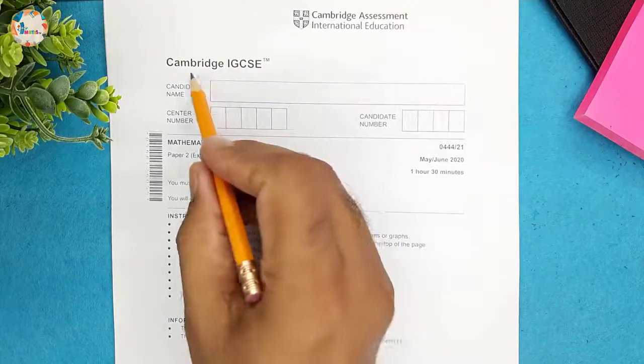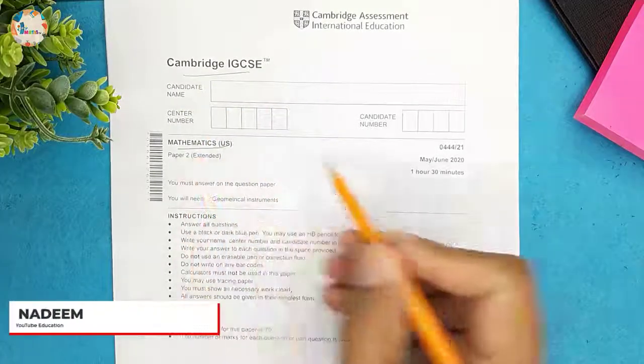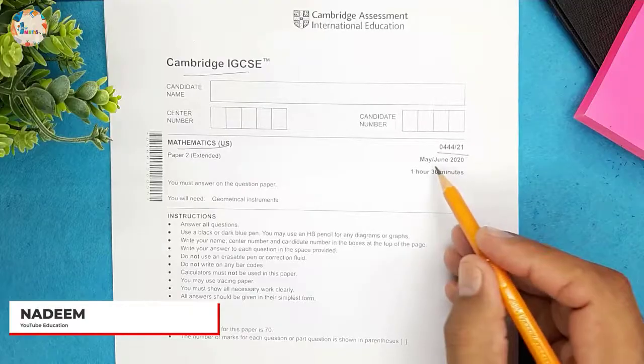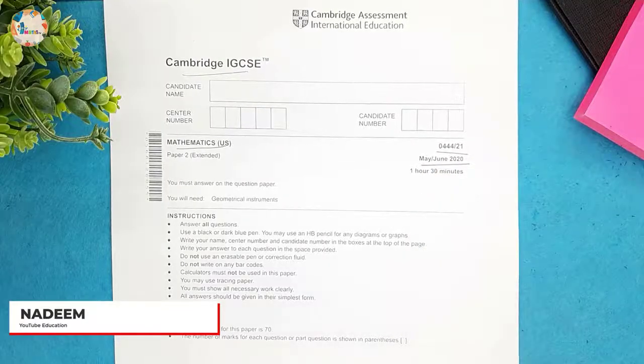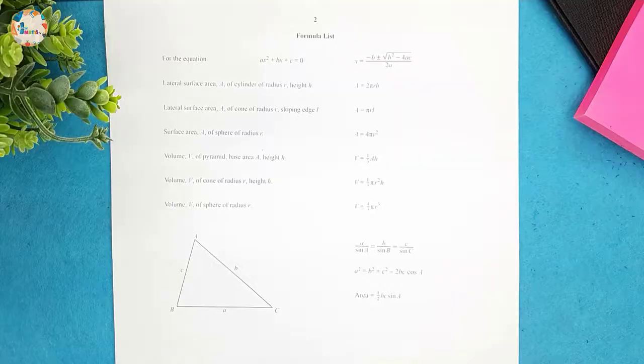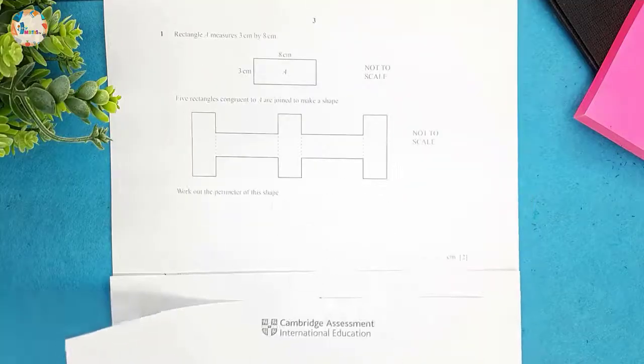Today we'll be going through Cambridge IGCSE Mathematics US 0444/1, May/June 2020. Question number 1.